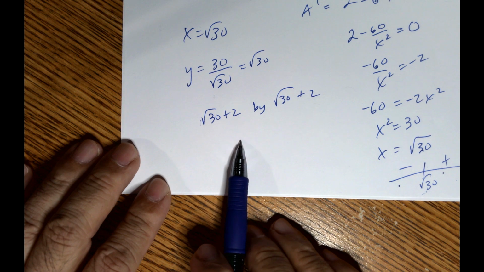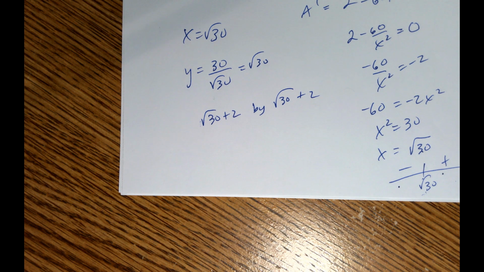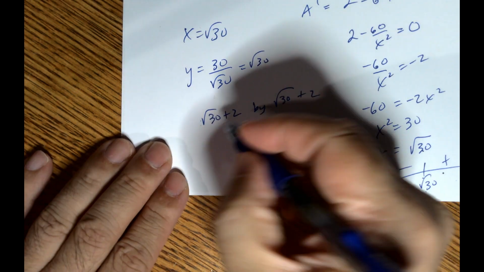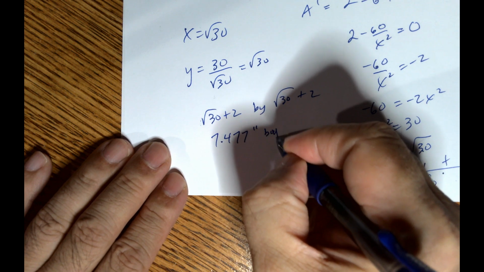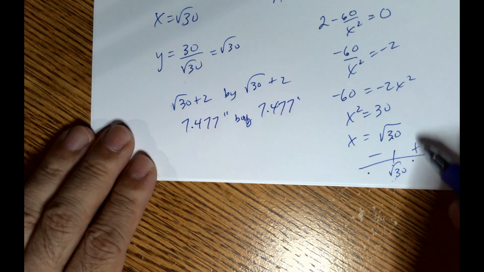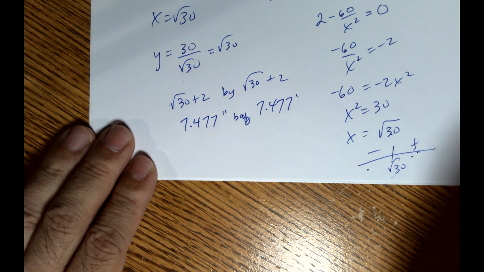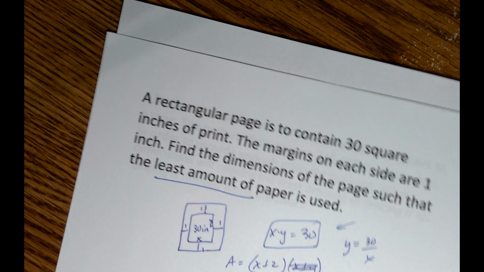So really, when I answer a word problem, I usually don't answer it this way. That's perfectly okay. On a test, for me, you can give me that. But if you're answering a word problem, you generally want to answer it in ways that the world wants you to say. So I'm going to put 7.477 inches by 7.477 inches. Right? And this is the reason I know it's a minimum. All right, so that's the answer to number 1. Let's look at number 2.